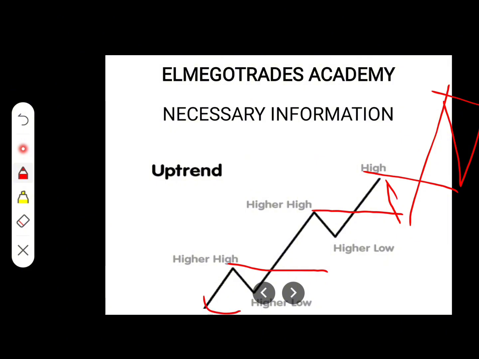Some people buy here. Now let me use another color. Some people buy here and sell here. Some people buy here and sell here. Some people buy here and sell here. So it depends, but there are some people that are so advanced they can ride the trend until they see a change of structure. That is when they change the market. So this is what a higher high looks like.